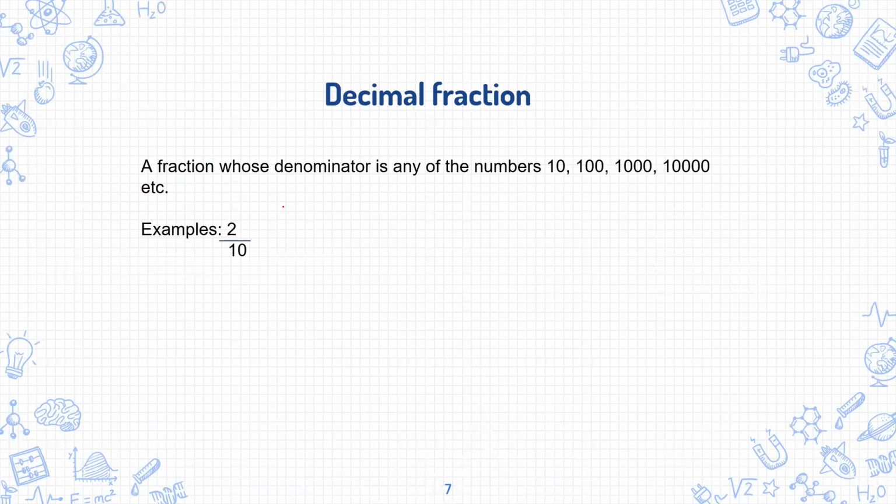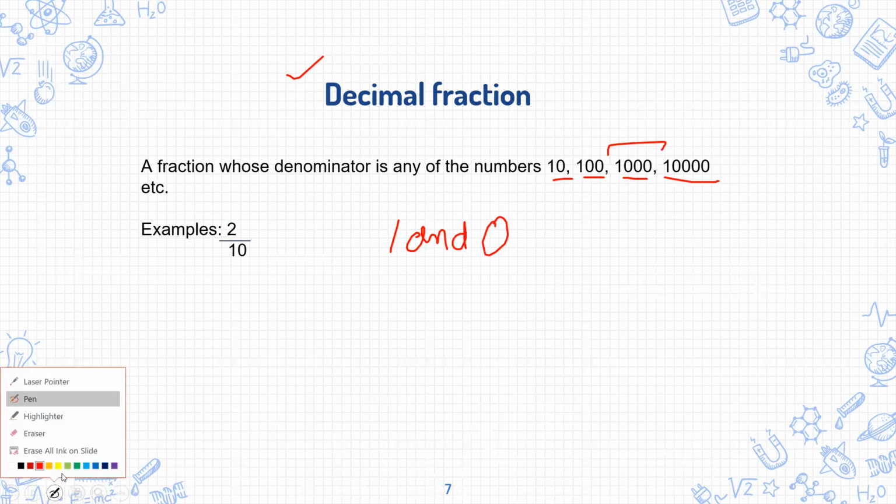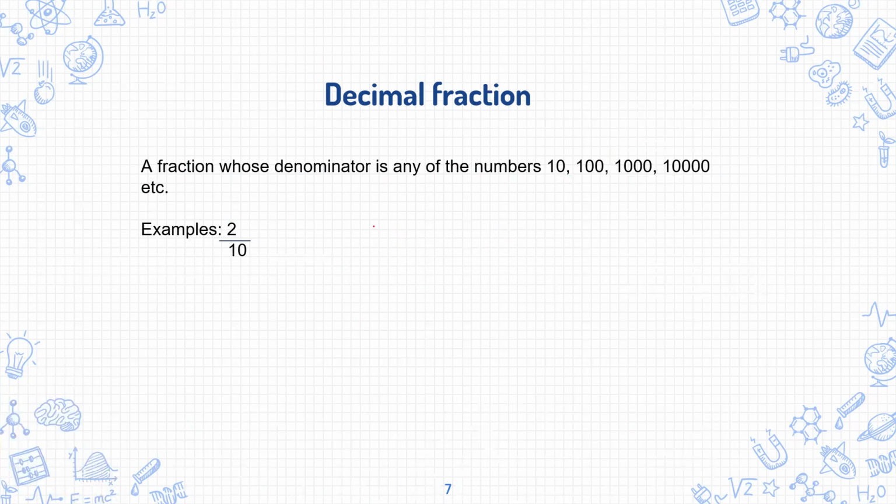So, decimal fraction. A decimal fraction is a fraction whose denominator is any of the numbers 10, 100, 1000, 10,000, lakh, crore. It can go to infinity, but it should be of the form of 1 followed by zeros. In a series like this, these are known as decimal fractions, because suppose you have 2.10, you can convert it into 0.2. That is why it is known as a decimal fraction.